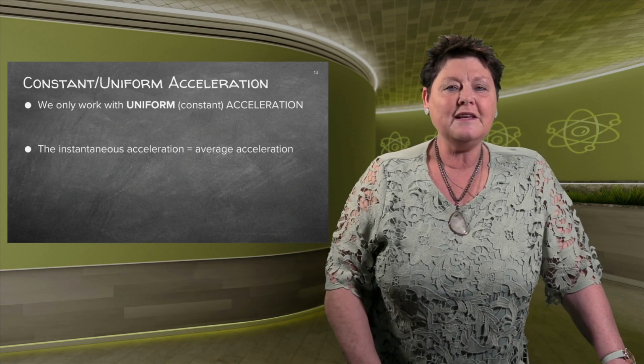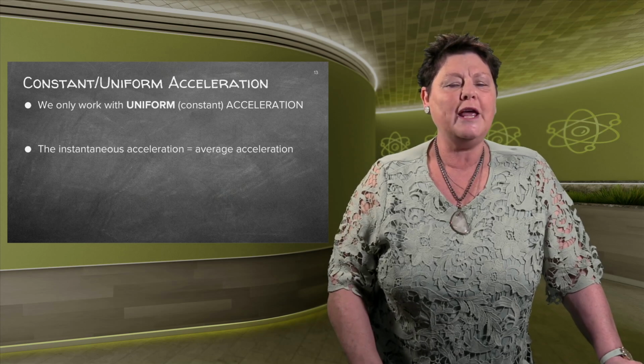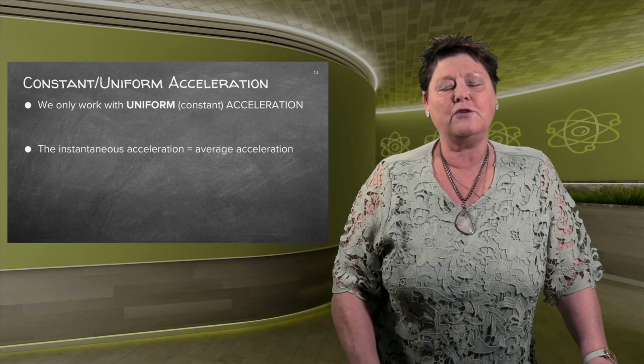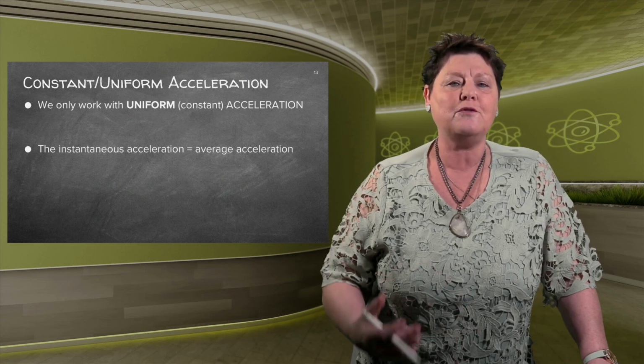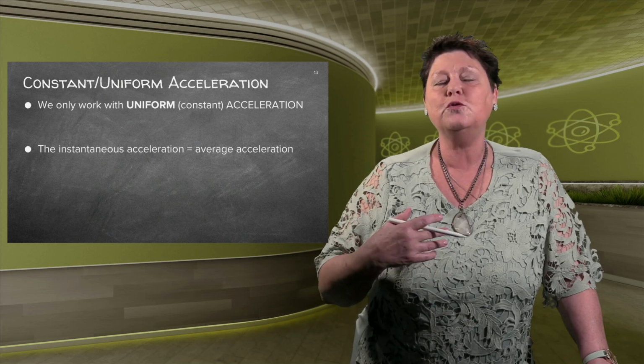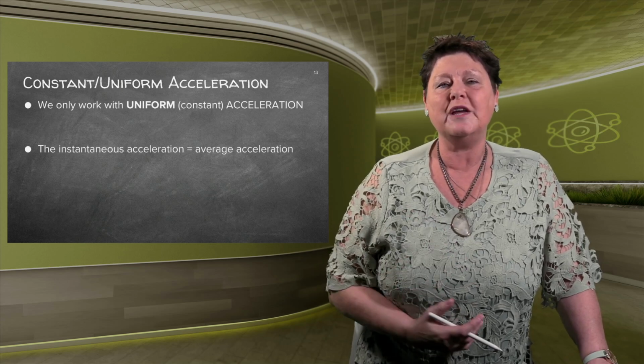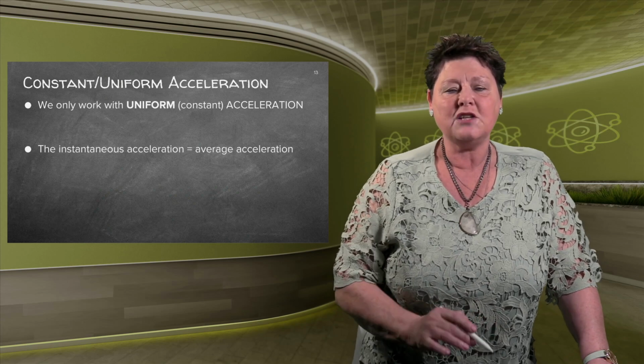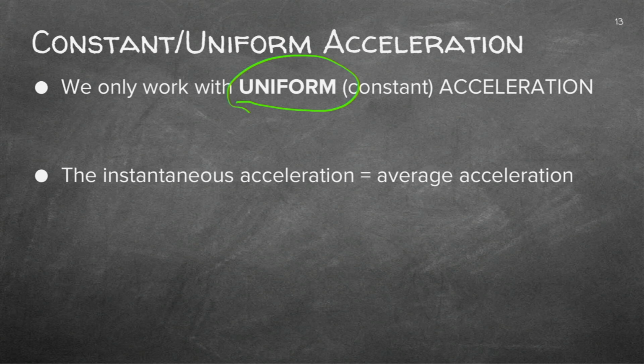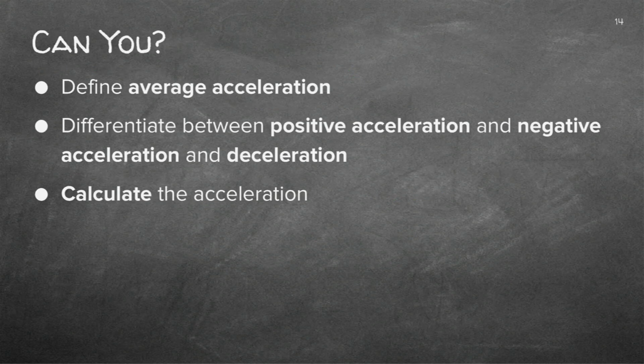Constant uniform acceleration is all we use. We only use a constant acceleration. We don't use it when the acceleration is changing. That you'll do when you go to physics 1 or 2 in the university syllabi. So we only work with a uniform, you'll often find that word, or constant acceleration. And our instantaneous acceleration will be exactly the same as the average, exactly as we did with velocity when we did the ticker tape. Let's quickly round up this acceleration part.